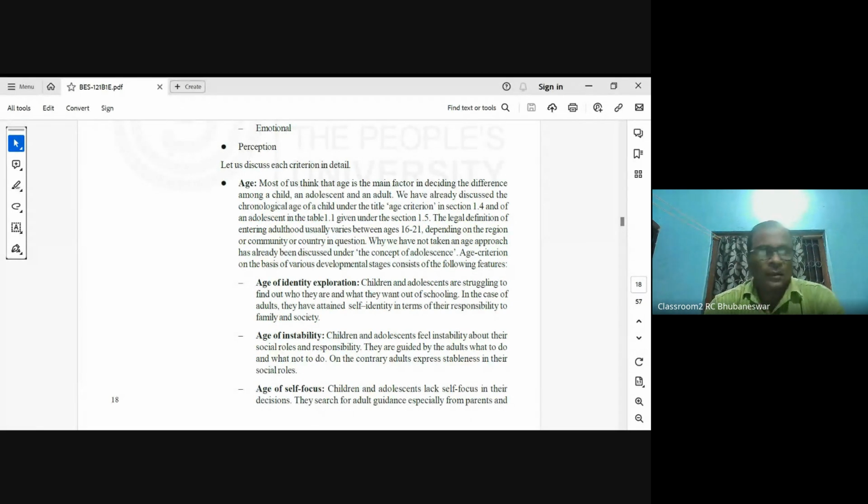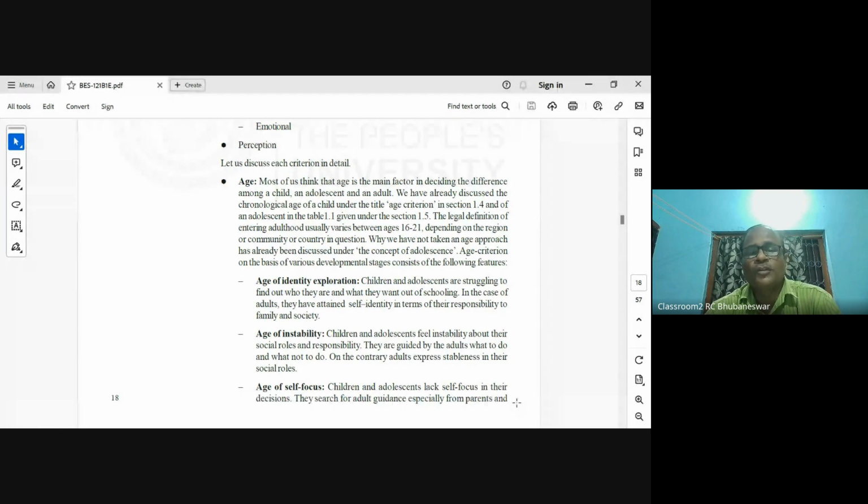So, let us continue. Age of identity exploration. Both children and adolescents are struggling to find themselves through experiences from the community and school, participating in different activities. Adults have to attain self-identity in terms of their responsibility to family and society. When an adult is able to take responsibility for the family, the village and society, then we can say he or she possesses the quality of adulthood.